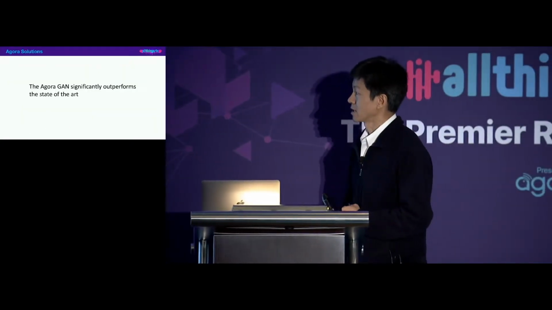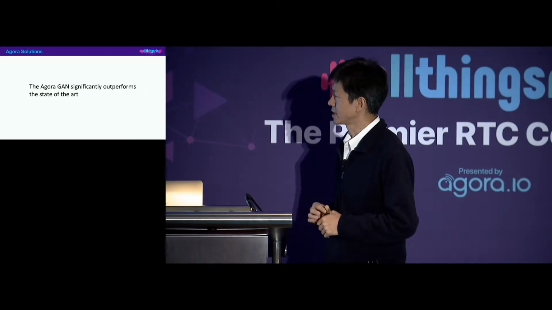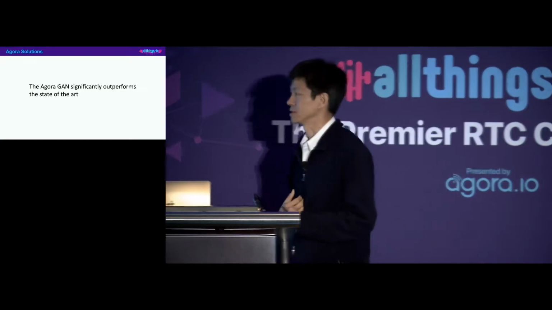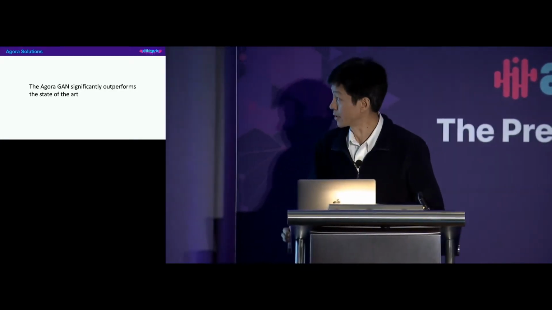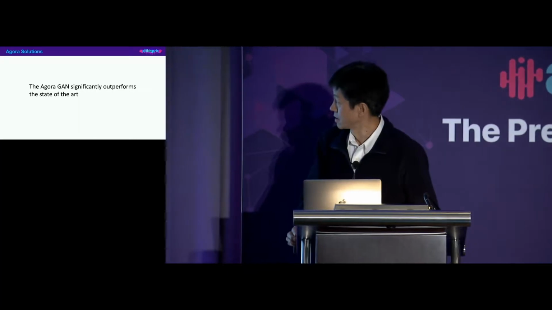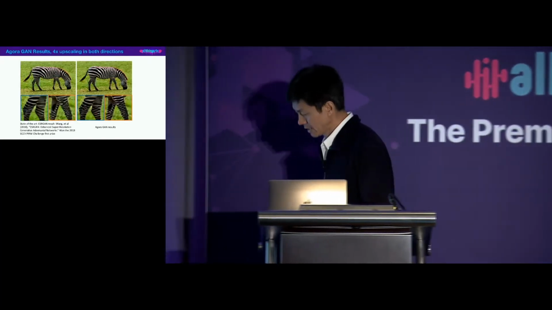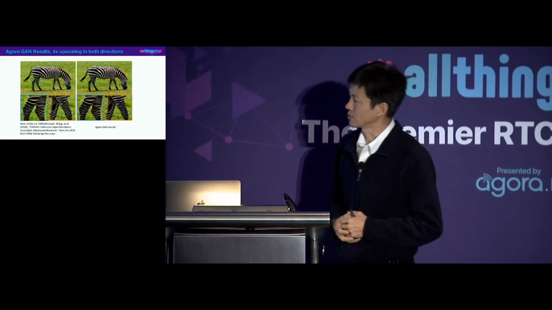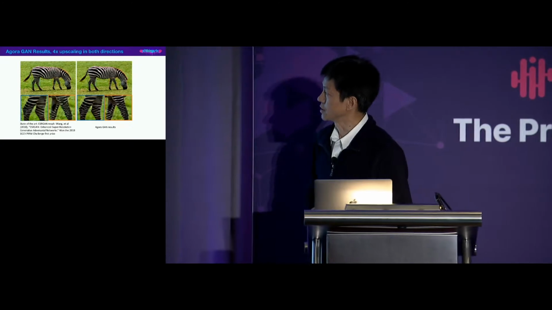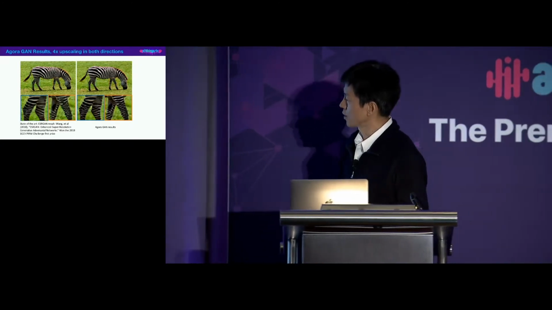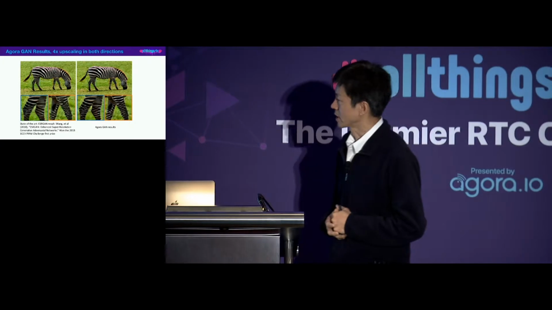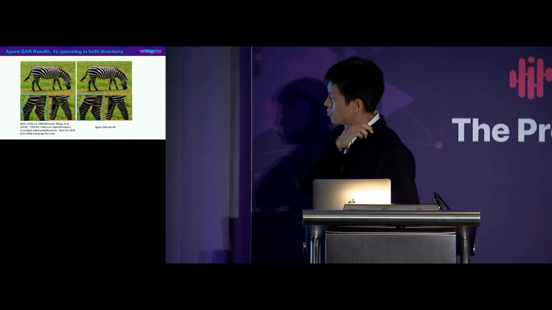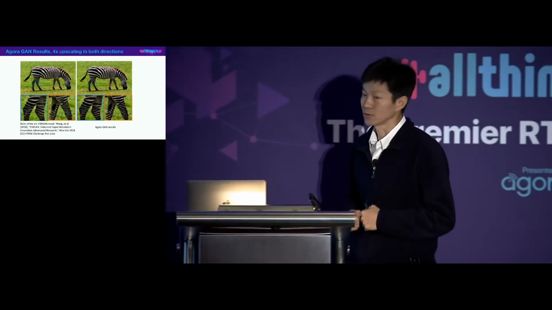So the Agora GAN model significantly outperforms the state of the art as a result of this new optimization GAN model. Let me show you some pictures. Again, on the left side is the 2018 first prize winner of the European Conference on Computer Vision. We just saw that. And on the right-hand side is the Agora model. We can see that the structures are much better and clearer, and also more faithful to the original ground truth.